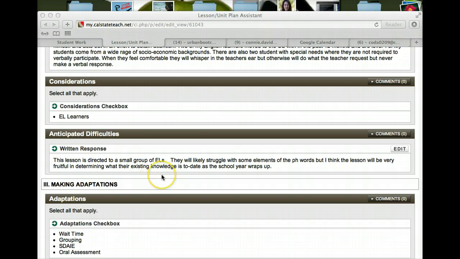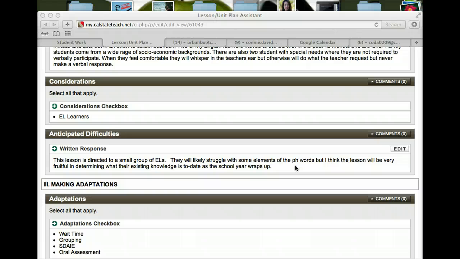Well, that's not an anticipated difficulty. They will likely struggle with elements of PH. Like what? What is it they're going to likely struggle with? What about PH words? I don't understand what that means. It's vague. It needs to be more specific. They will likely struggle with the PH sound because it is also the F sound, and they have learned the F sound, and now they have to overlay this new understanding that when you see PH together, that's also the F sound, but then there's also the EFF sound, so I expect there to be some confusion.